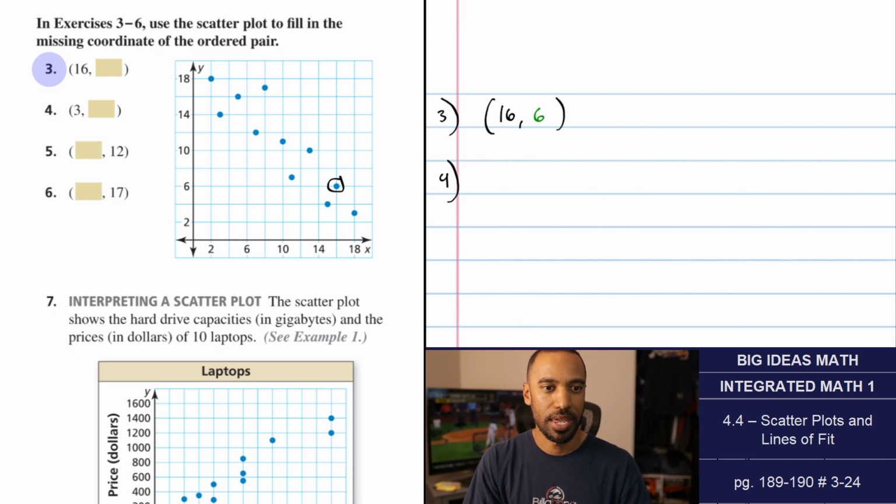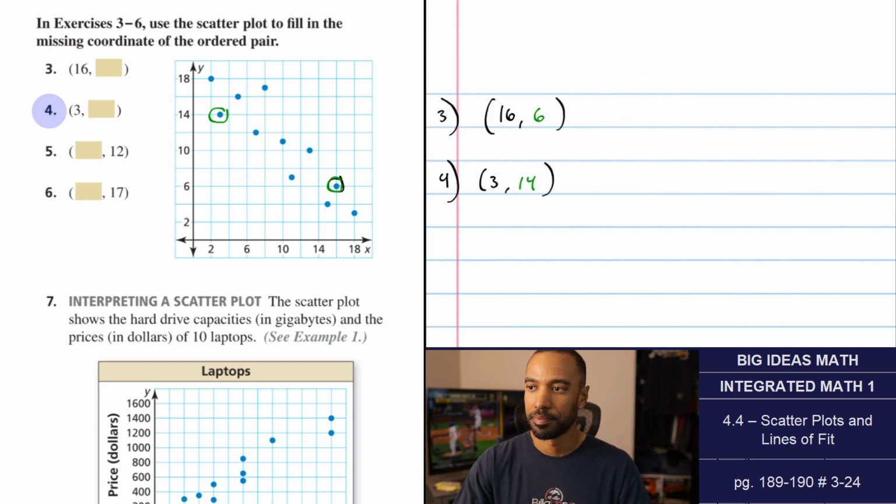Number 4, we have (3, blank), another x value. So x, this is an odd number, which will be between 2 even numbers that we have. So basically, again, understand the scale. These go by 2s, 2, 4, so 3's in between. So we're looking at this value here. I guess I'll do them in green. That's a y value of 14. So 3 for x, 14 for y.